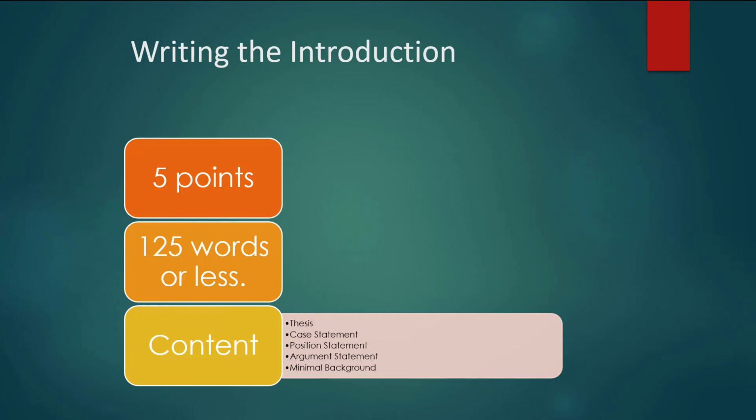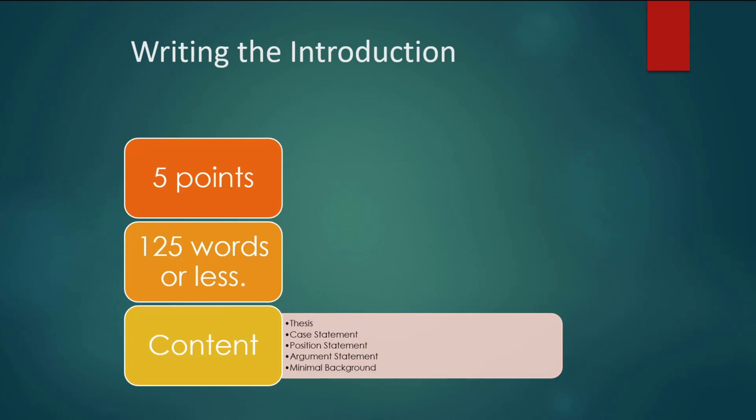To argue for this position, and here's my argument statement, I'll present an analogy between the use of robots and the use of more conventional weapons, such as rifles and shotguns. As an example of minimal background, I might say something like, 2016 was the first known use of a robot by the police to kill a suspect. You might say a bit more, but that would hit all the points: the thesis, case statement, position, argument statement, and minimal background.